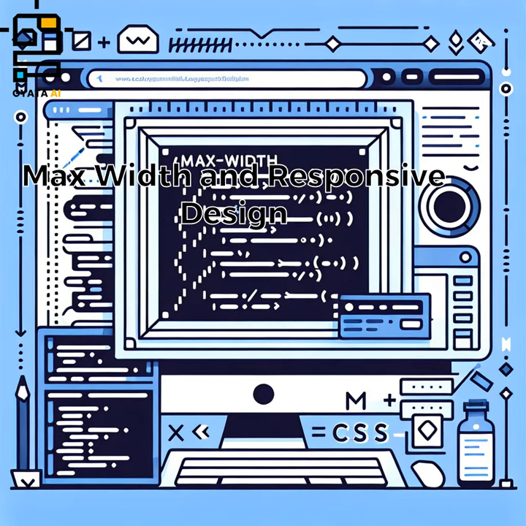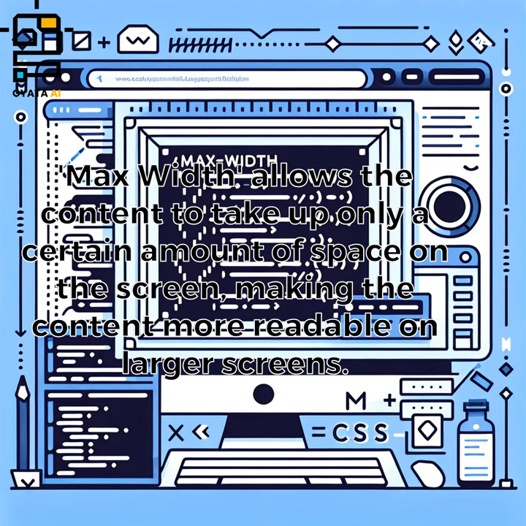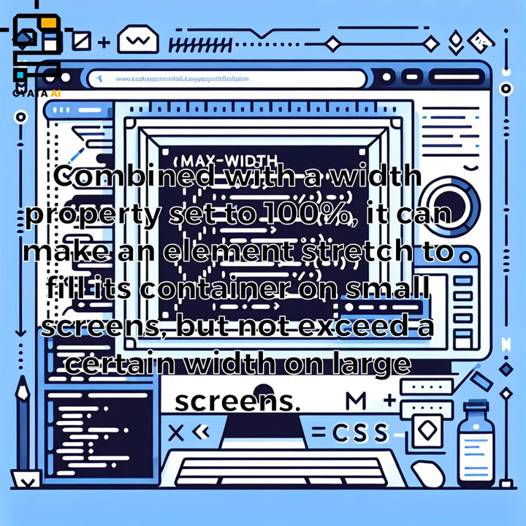Max width and responsive design. Max width allows the content to take up only a certain amount of space on the screen, making the content more readable on larger screens. Combined with a width property set to 100%, it can make an element stretch to fill its container on small screens, but not exceed a certain width on large screens.